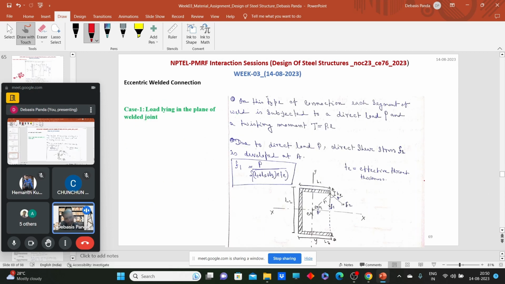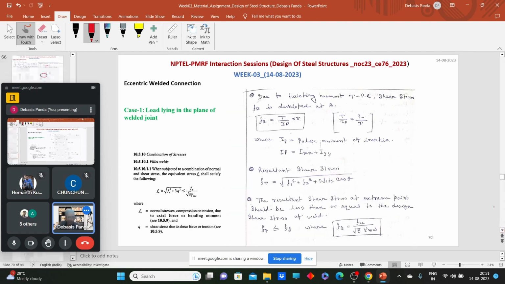For these cases, simple. For these cases also, a direct shear stress is developed in the weld, and another twisting moment. Due to that, twisting moment will develop. So we need to consider these two phenomena while designing that kind of welded connection. Here F1, this direct load F1, will generate due to the direct force P upon the effective area, and F2. This F2 will develop or generate due to twisting moment.